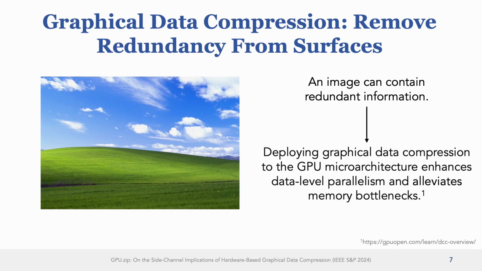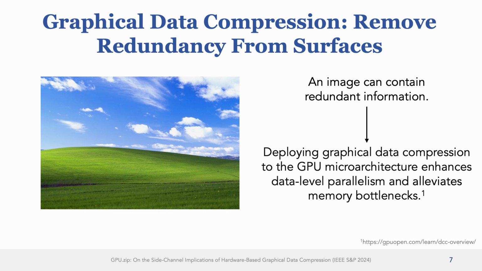Do we really need to transfer every single pixel for the rendering to be accurate? If we want to render such a blue sky, we can observe that the sky is almost all blue with very little variances. As a result, almost all GPU vendors simultaneously chose a similar solution: deploy graphical data compression directly into the GPU microarchitecture to improve data level parallelism and alleviate the potential memory bottleneck.